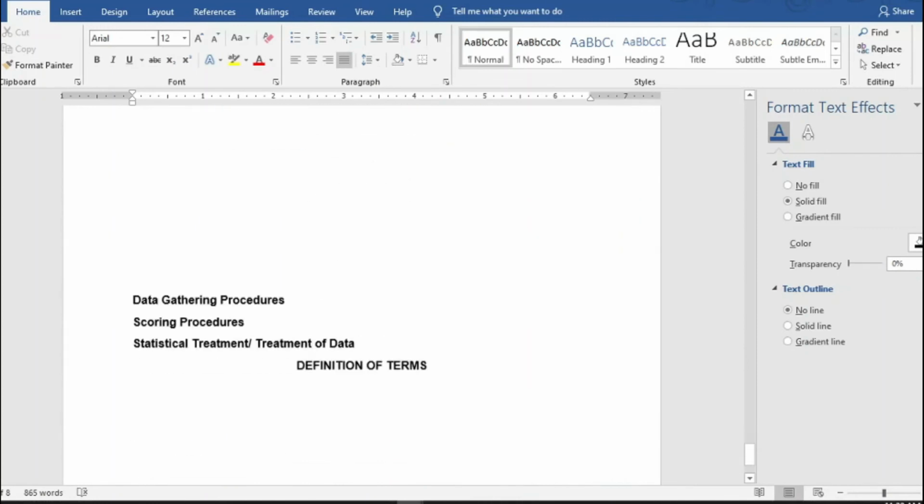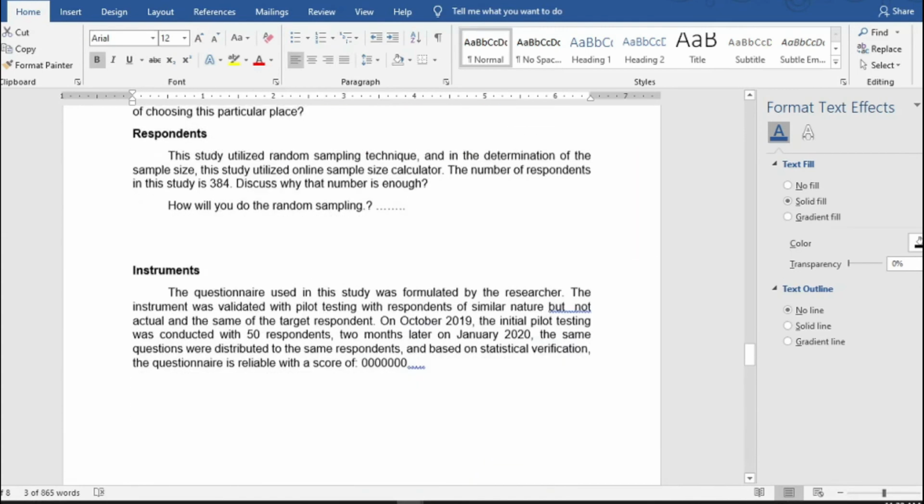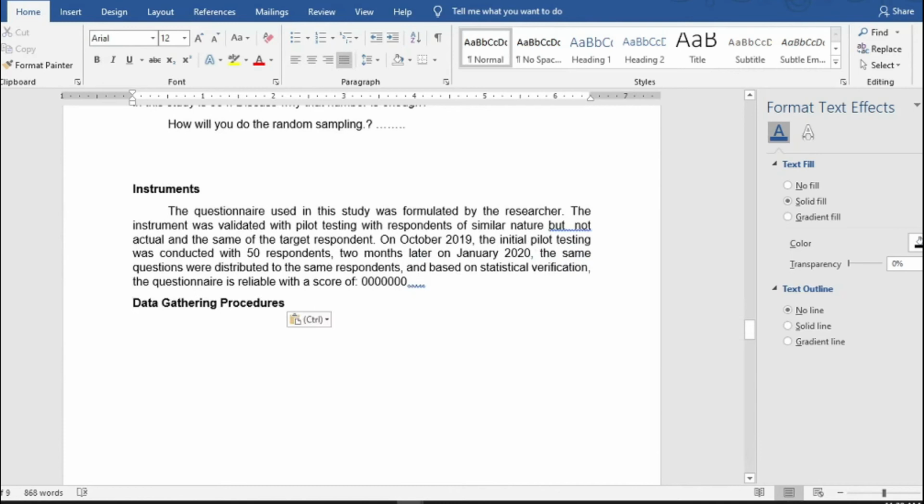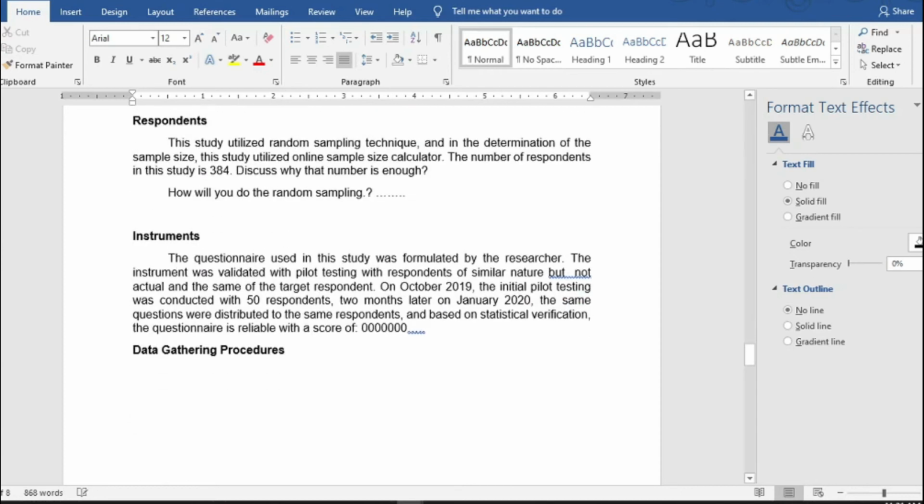Next is the data gathering procedures. The data gathering procedures explain how the data was gathered, the process of data gathering step by step. After validation, all the research questionnaires, and upon the go signal, the exact term you will use here.